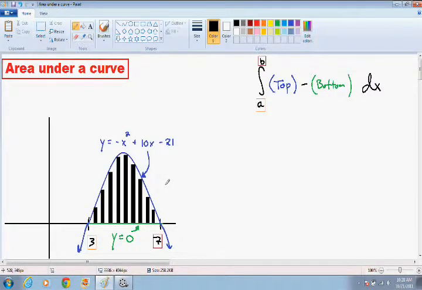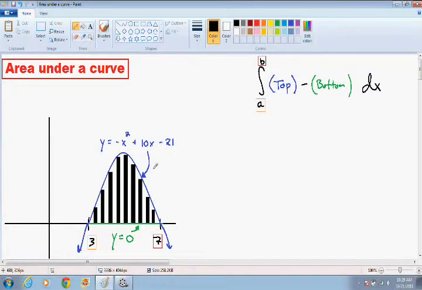In this example, I want to find the area in between the curve negative x squared plus 10x minus 21 and the y-axis. And the y-axis can also be written as y equals 0. That's why I wrote it for you like that in green. And I also colored in the y-axis in green as well. And I colored in the curve negative x squared plus 10x minus 21 in blue.